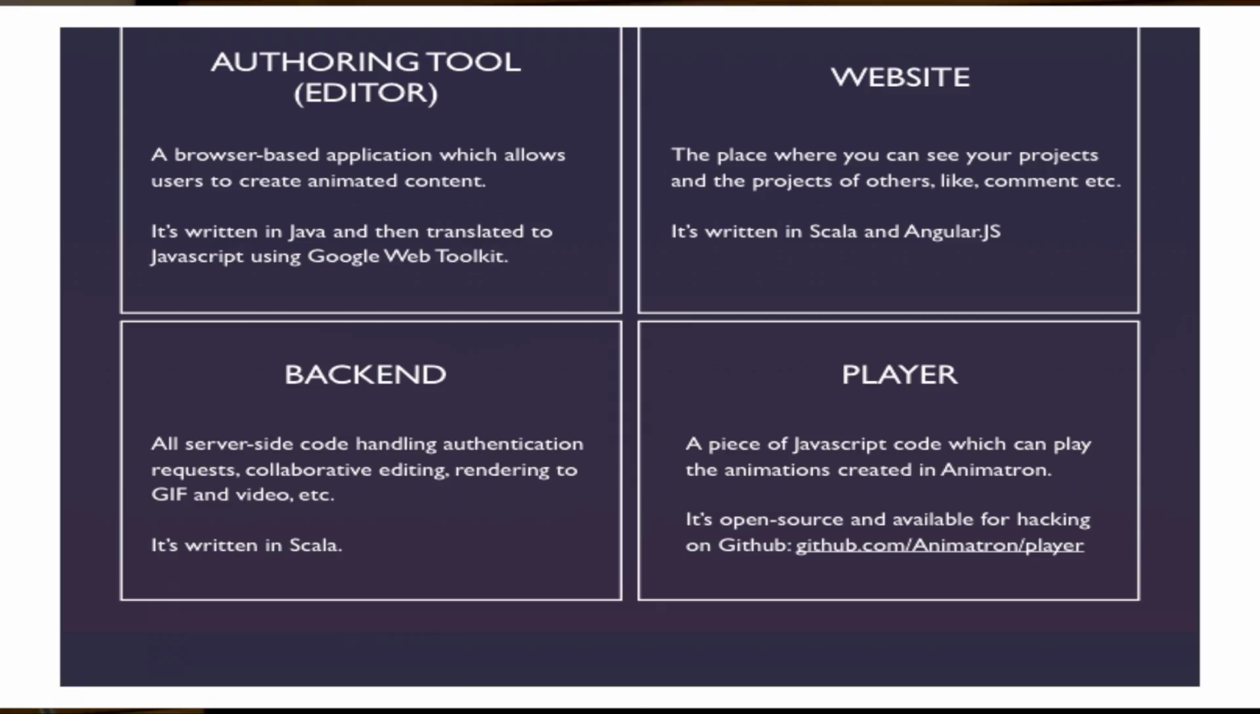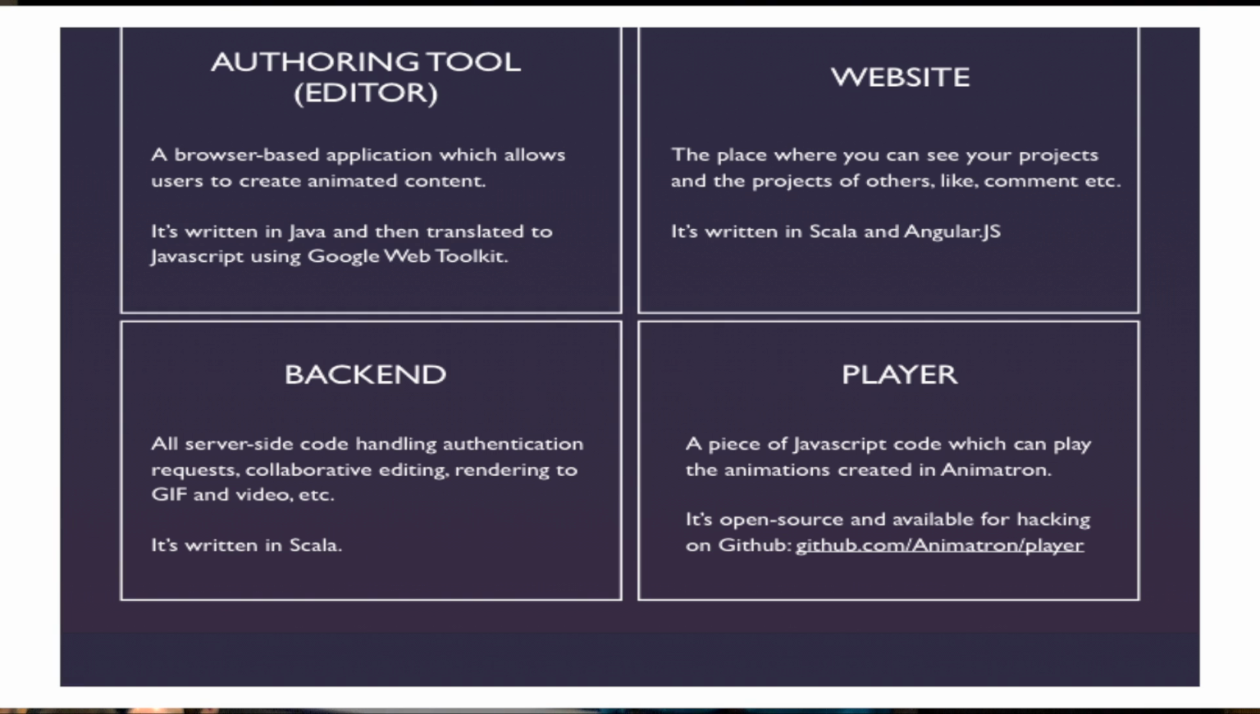Animatron consists of 4 components. The first one is the authoring tool, the editor itself. It's a browser-based application which allows users to create animated content directly there in Chrome, for example, which we'll be using today. The editor is written in Java and translated into JavaScript using Google Web Toolkit. Our backend handles all server-side code, dealing with authentication requests, collaborative editing, rendering to GIF and video, etc. The backend's written in Scala.